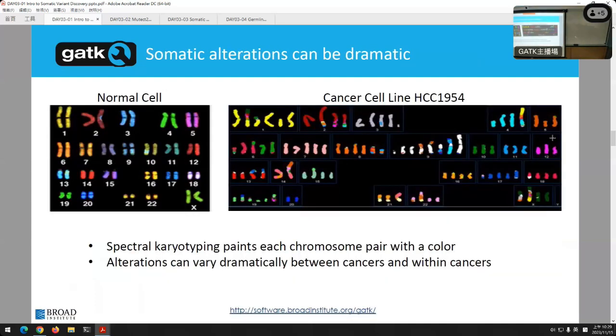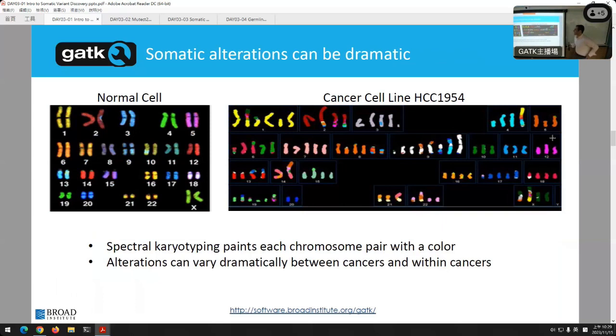I told you I'd show you a picture. So this is a karyotyping picture. On the left, you see a normal cell. Is this a male or female? Just yell out. This is the easiest question I'll ask you. Female, thank you. Yes, there's 2 X chromosomes. That was the easiest question.